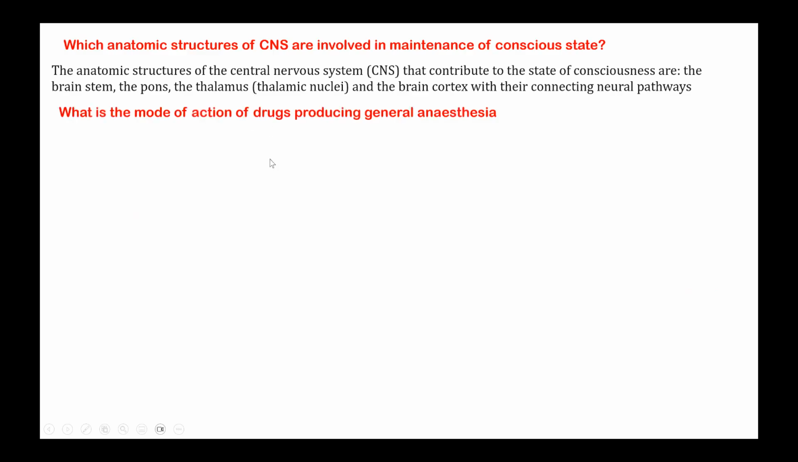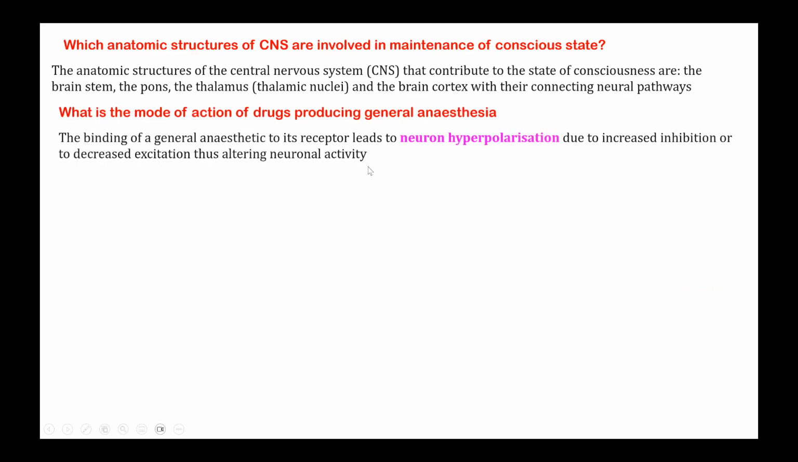Okay? And what is the mode of action of drugs producing general anesthesia? That's what I asked you now. It can be neuron hyperpolarization. This is the inhibition or decreased excitation.